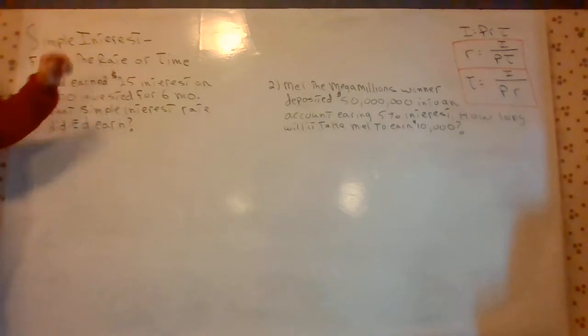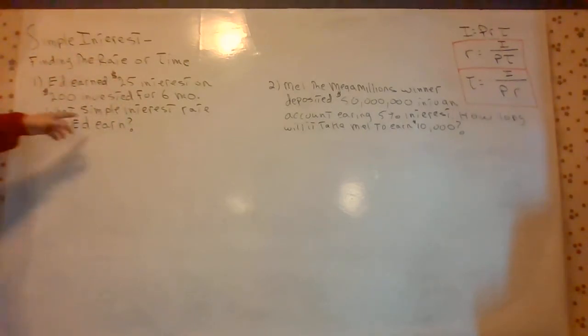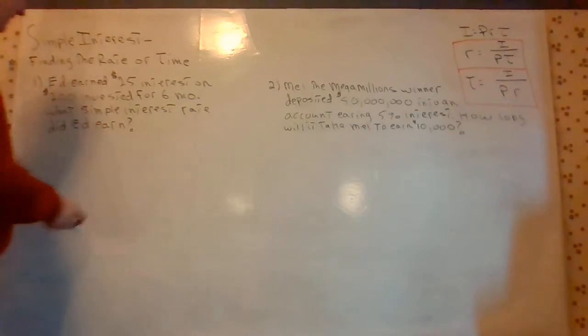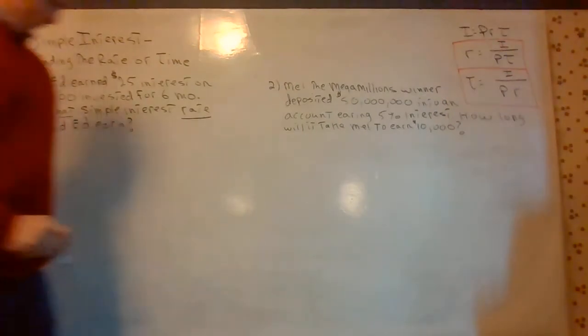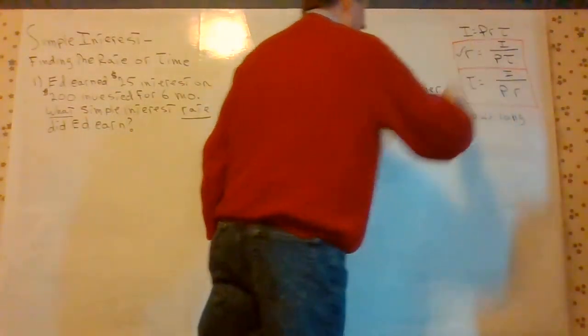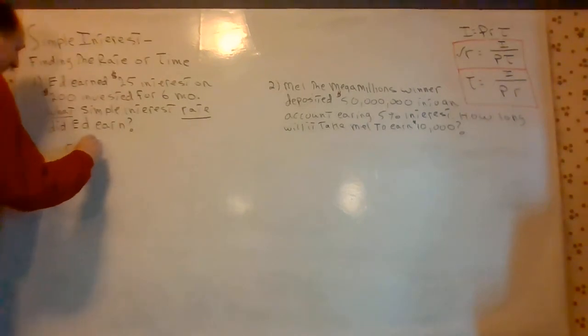Let's suppose Ed earned $25 interest on $200 invested for 6 months. What simple interest rate did Ed earn? Well, the fact that we see the word what and rate, okay, that's a key that we're going to use this formula. So step 1, state the formula.